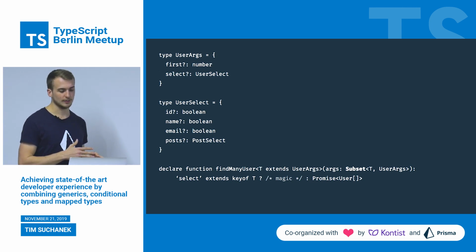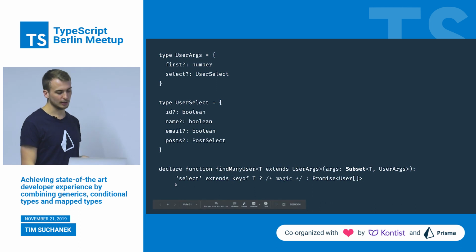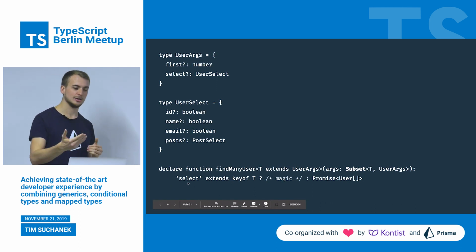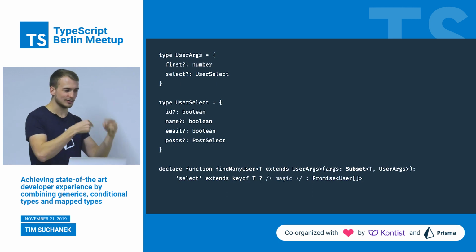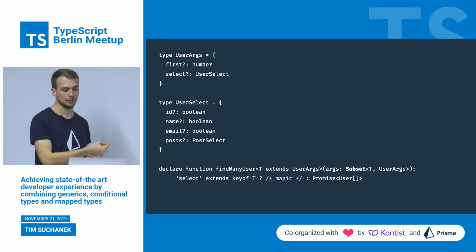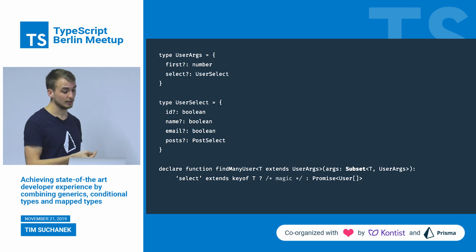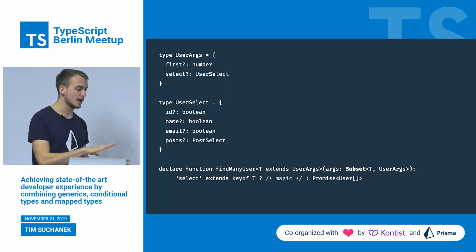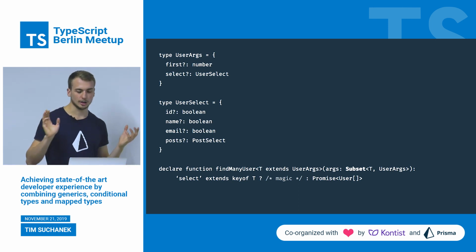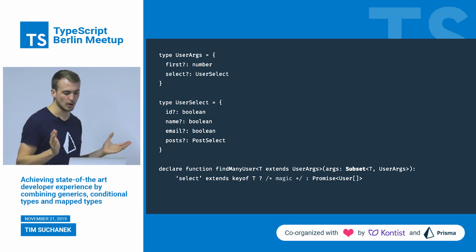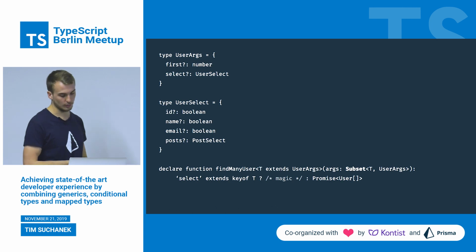And that basically means what we're saying here now, Select extends keyof T. In other words, does the property select occur in this type? If yes, we'll do some magic. We are diving into that later. If select is not there, we don't care. Then we always know it will just be a user, and we just return the user.